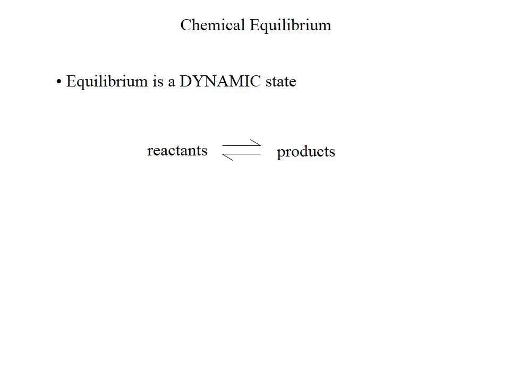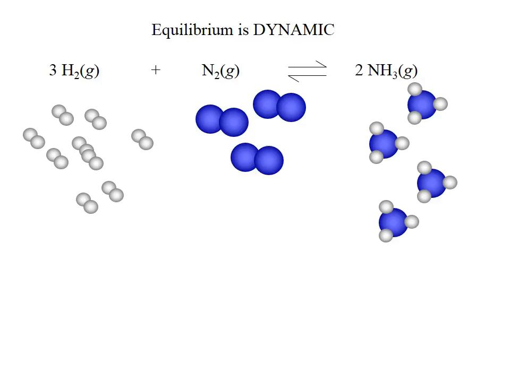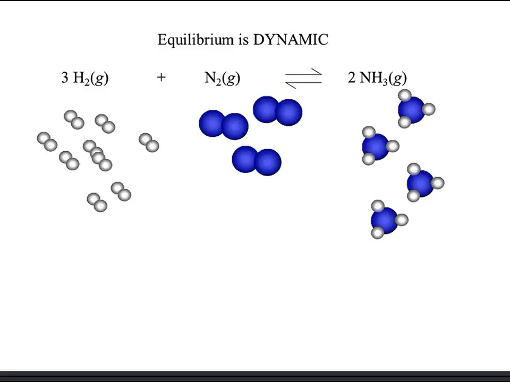So the first thing I want to mention about chemical equilibrium is that equilibrium is dynamic. Reactants get converted into products, and even though the concentrations are constant over time, it doesn't mean that nothing is changing. It doesn't mean that nothing's happening. So the first really important point is that equilibrium is not a static state, it is a dynamic state.